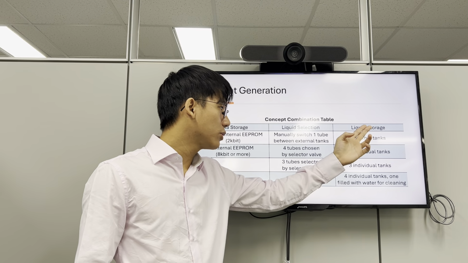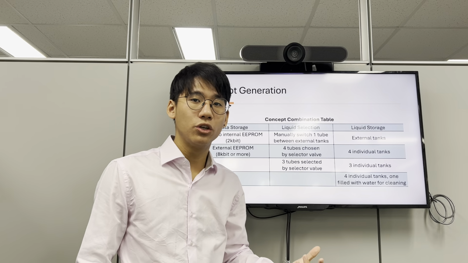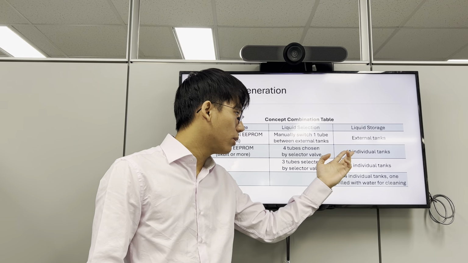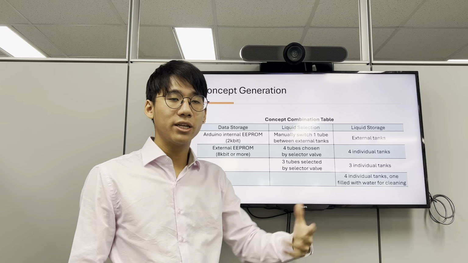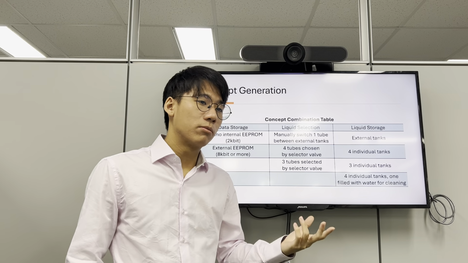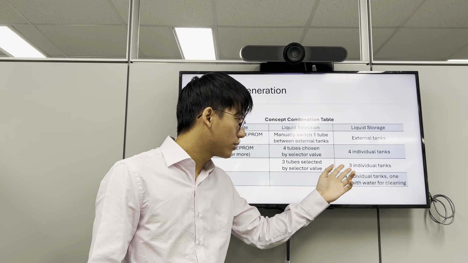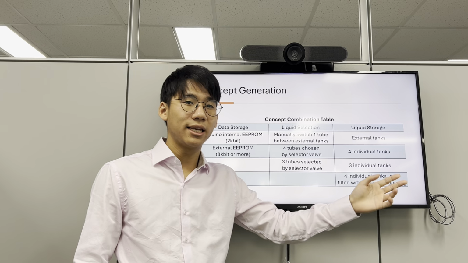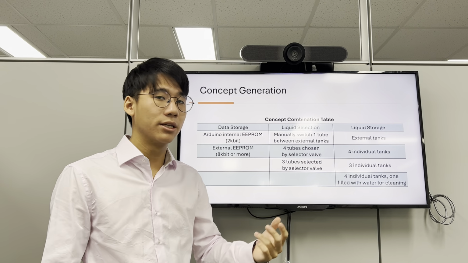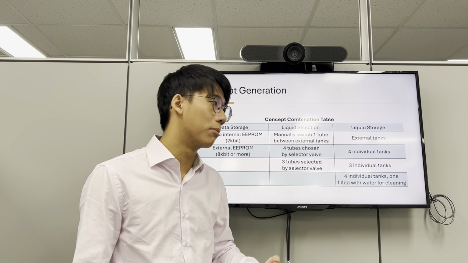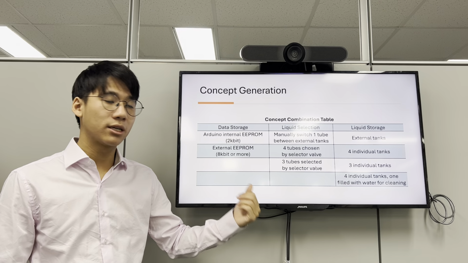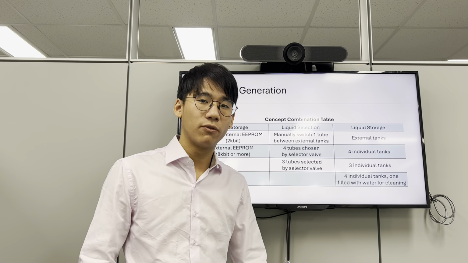For the liquid storage, we have the external tank, which just uses the original tank of the beverages. The second is 4 individual standard tanks that we designed. We make everything look the same, and it looks more organized. The third is 3 individual tanks, which reduces the space inside the machine and the weight of the total product. The last is 4 individual tanks, with 1 filled with water for our cleaning system.